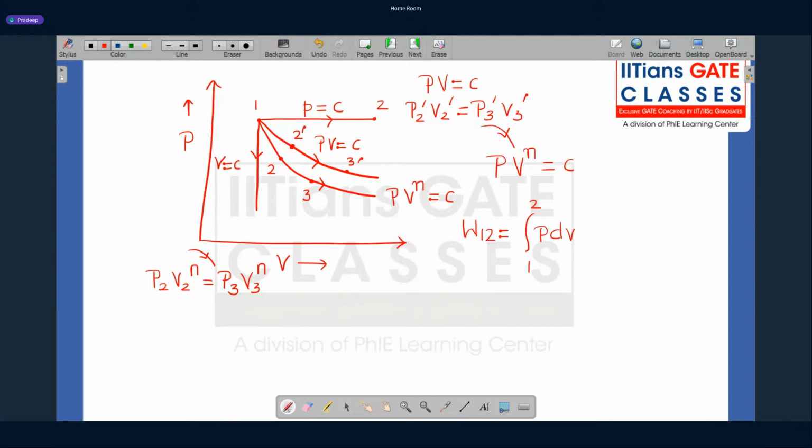For a polytropic process, if you want to calculate the work transfer, what relation do you get? You can figure out the math here. You can replace the pressure with the C V to the power minus n relation, substitute, and then perform the integration. I will not go through the entire mathematics, I will just write the simple formula here. Once you perform the integration, the total work will be (P1 V1 minus P2 V2) over (n minus 1).